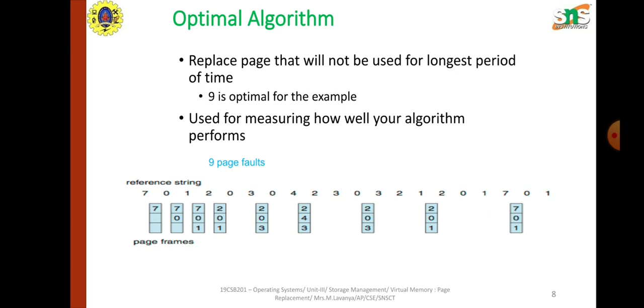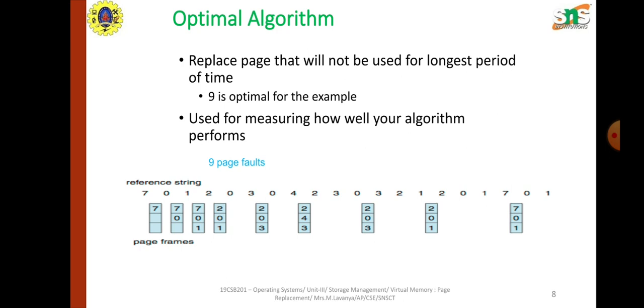The inputs given are the sequence of string and the number of page frames. Here the frame size is 3. In this, the input string arrived is 7, 0, 1, 2, 0, 3, 0, 4, 2, 3, 0, 3, 2, 1, 2, 0, 1, 7, 0, 1. Since the frame size is 3, we are keeping the box size as 3, and the first string arrived is 7. It is allocated to the frame 1.